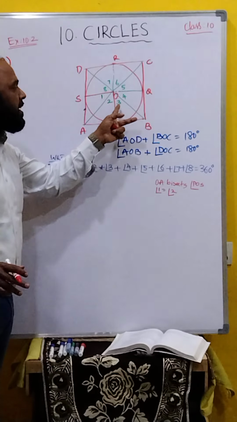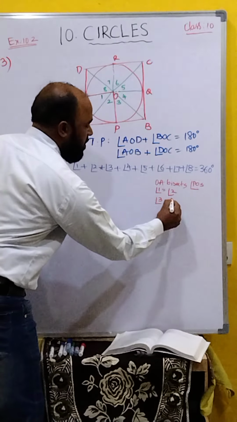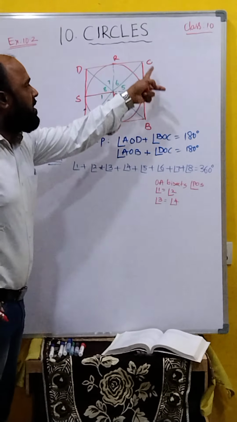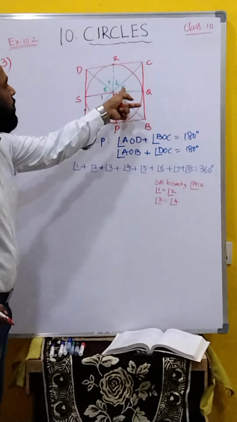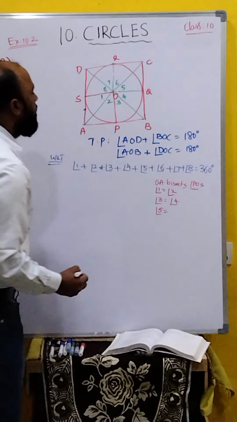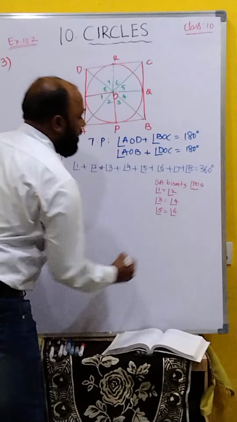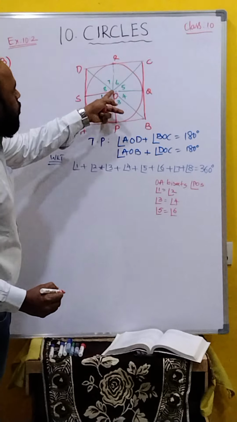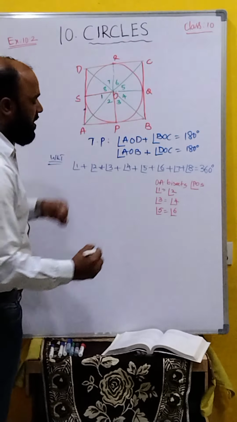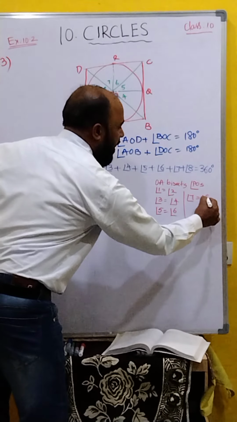Even OB bisects 3 and 4. Here write 3 is equal to 4. Next, OC bisects angle ROQ. That is 5 is equal to 6. Angle 5 is equal to angle 6. Next, OD bisects SOR. That means 7 is equal to 8. Angle 7 is equal to angle 8.